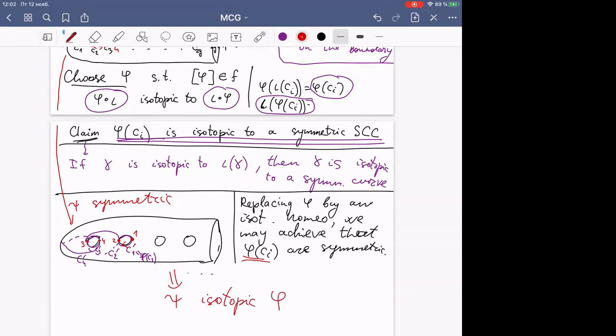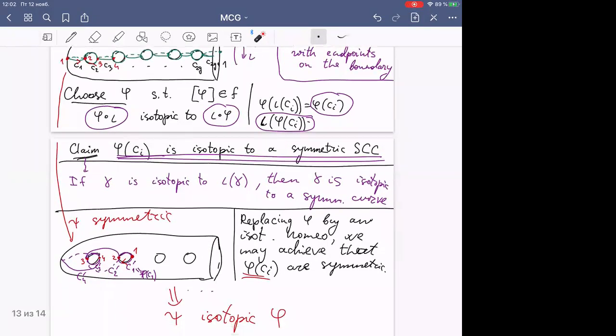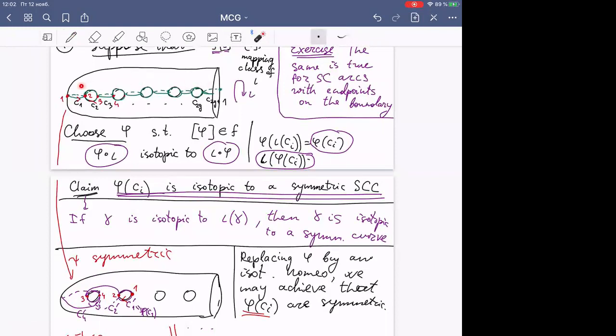Why? This is just Alexander's method. Phi takes all these curves to these curves. Psi again takes all these curves to the same curves. Hence psi inverse composed with phi takes all these curves to themselves, respecting orientations, and hence it is trivial as a mapping class. Hence it is isotopic to a trivial one.